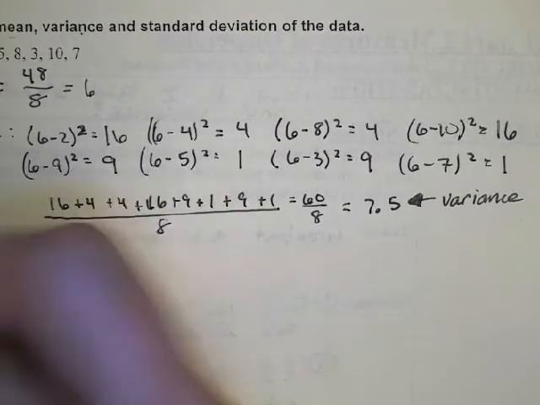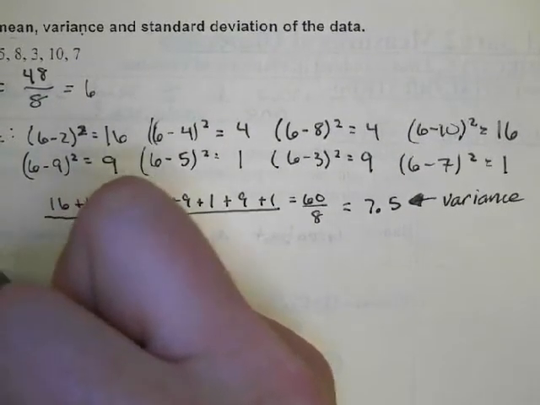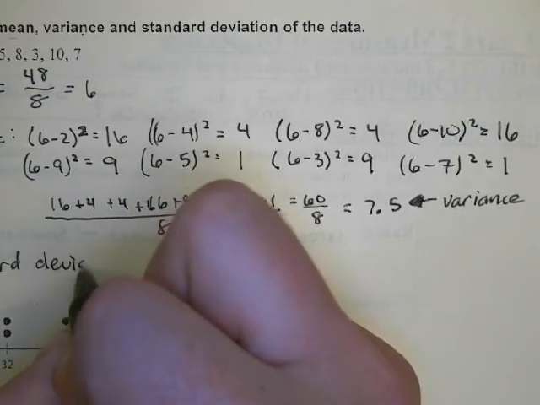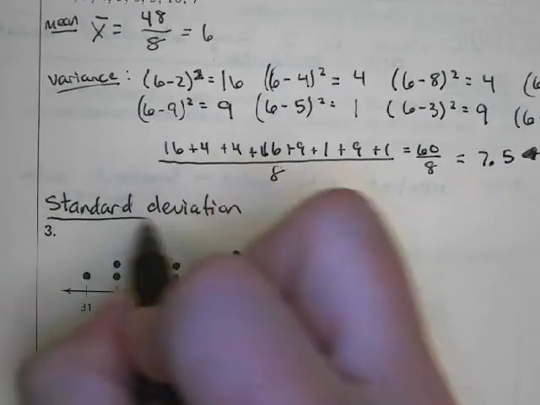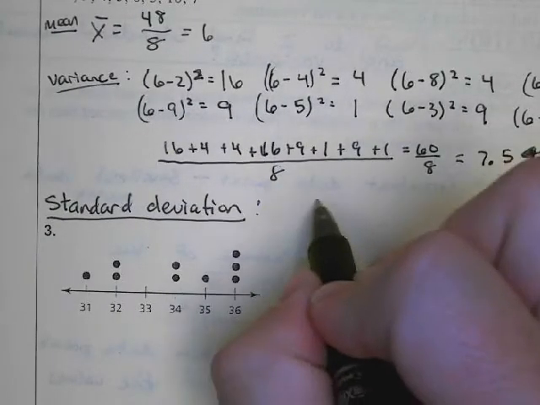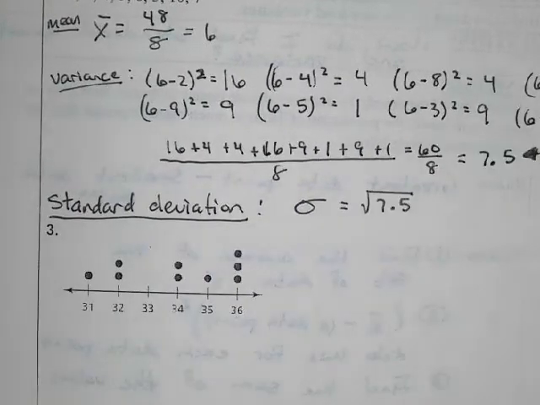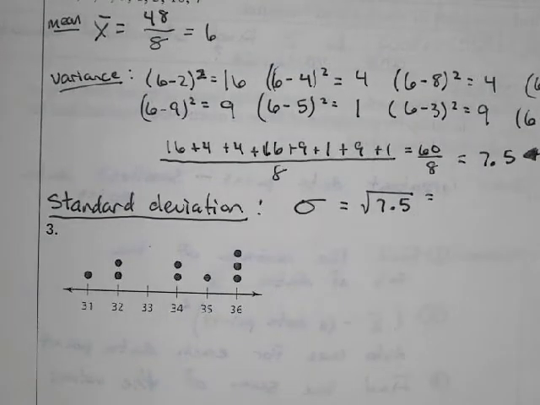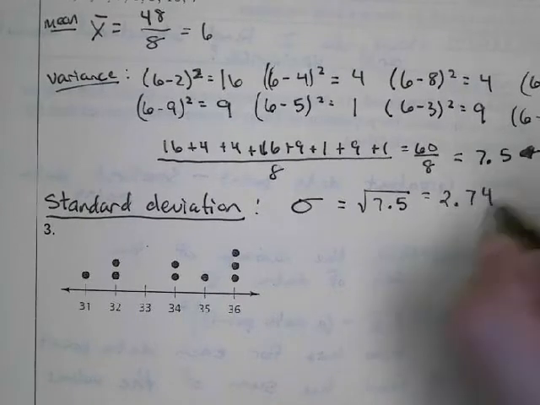Now to find our standard deviation, we'll take that value, the variance, so that's our sigma, is equal to the square root of 7.5. So I'll take the square root of 7.5, and I now have the standard deviation. 2.74.